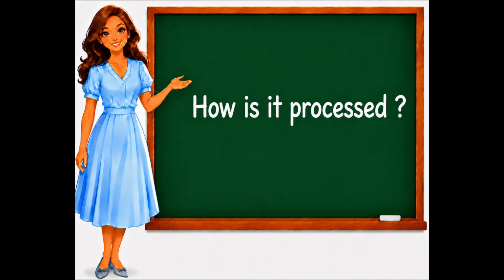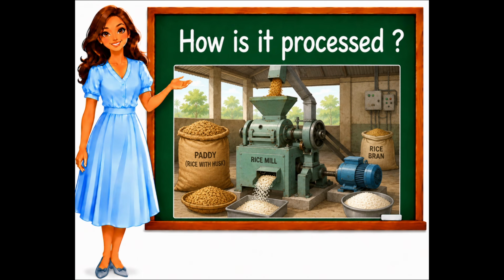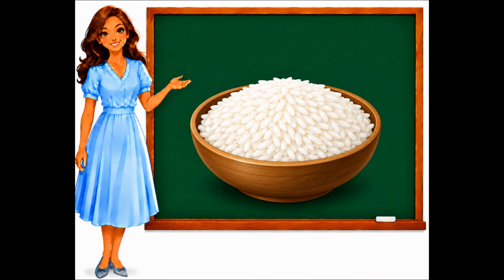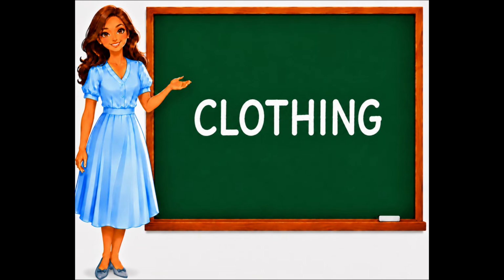How is it processed? This husk is removed in a rice mill. Then this rice is polished to make it shiny and white. But polishing strips away a healthy layer called bran, which holds lots of vitamins and nutrients. If rice is polished too much, it loses most of its goodness.